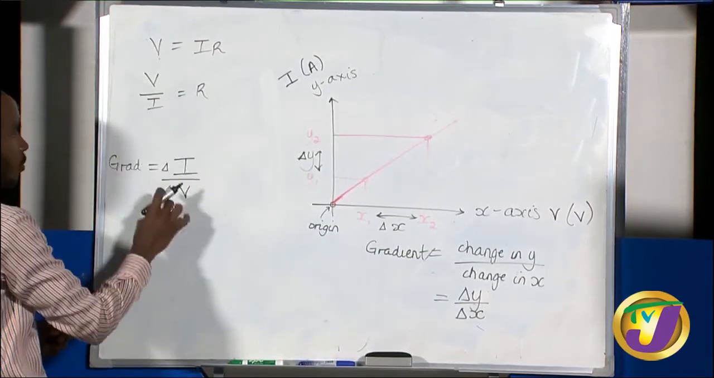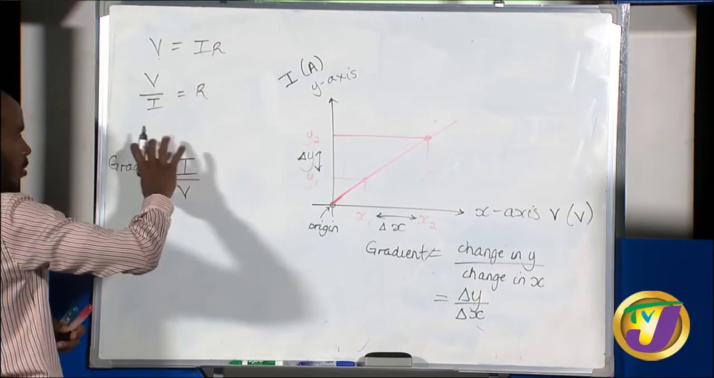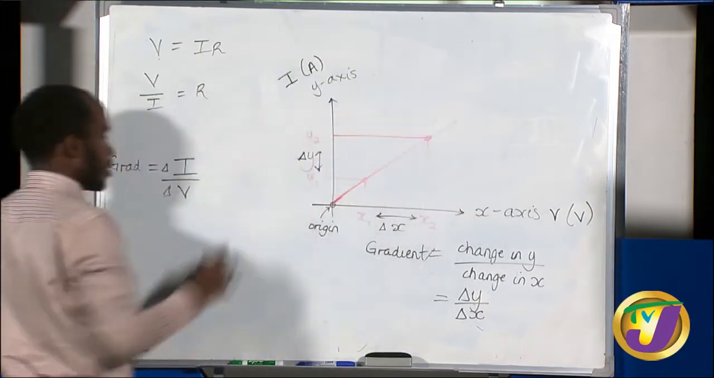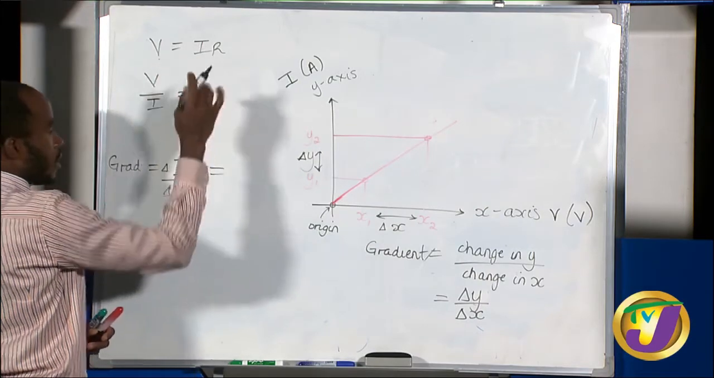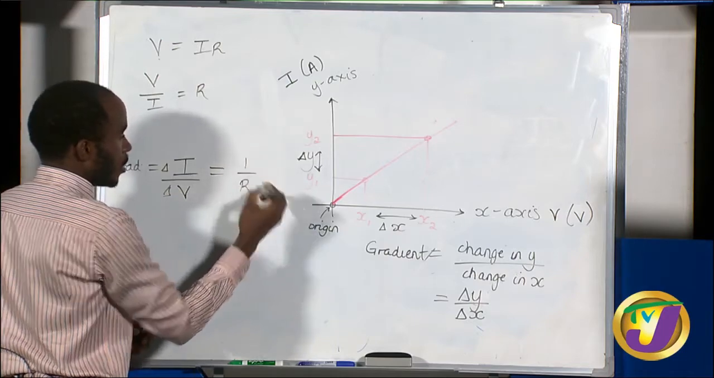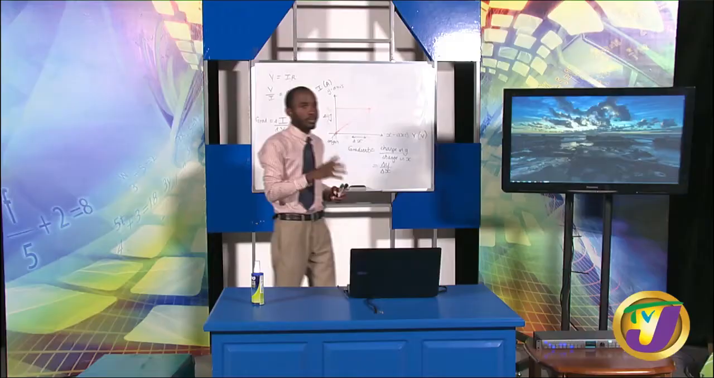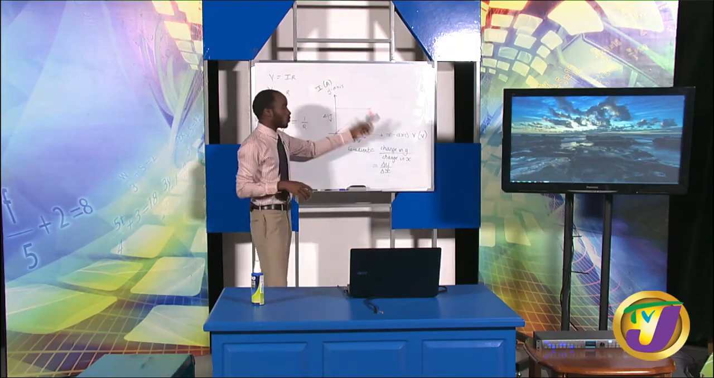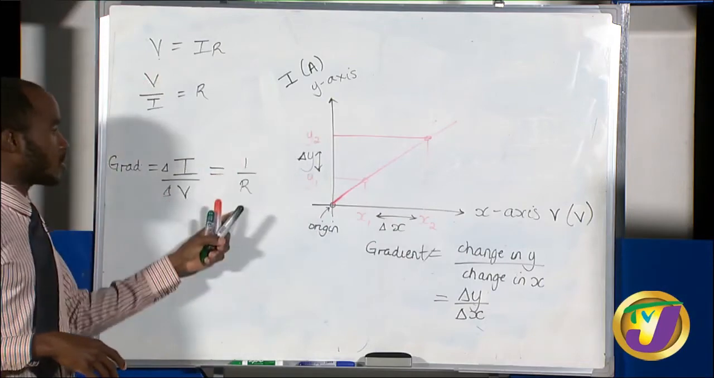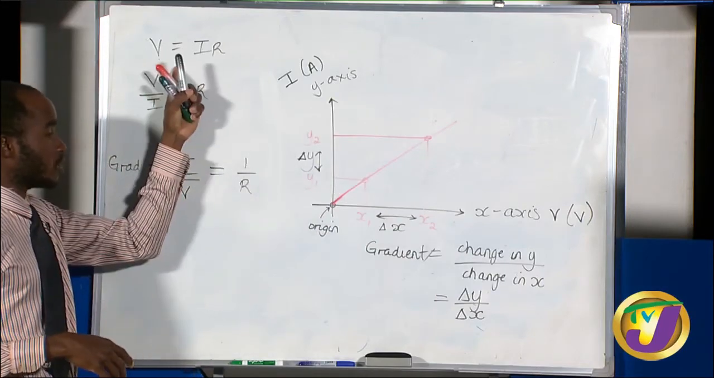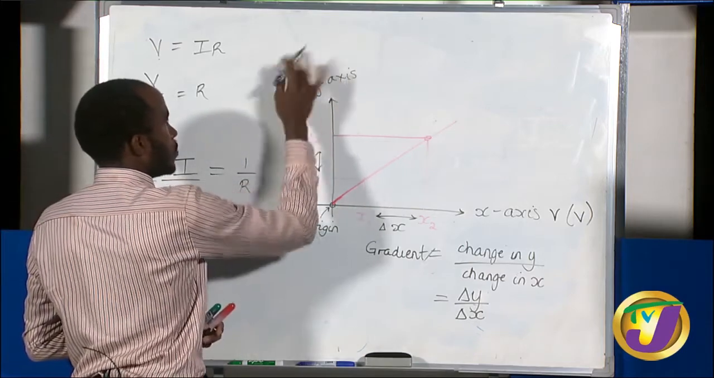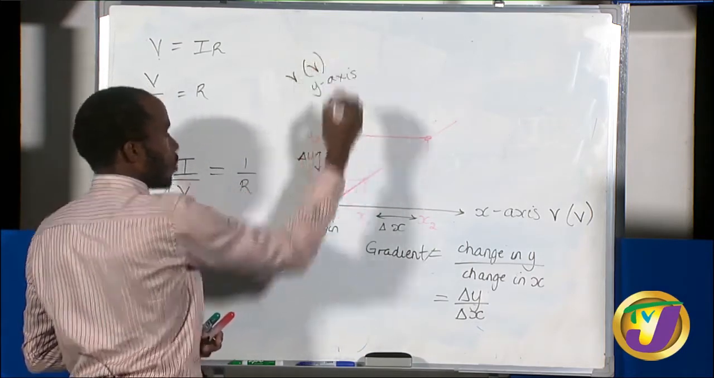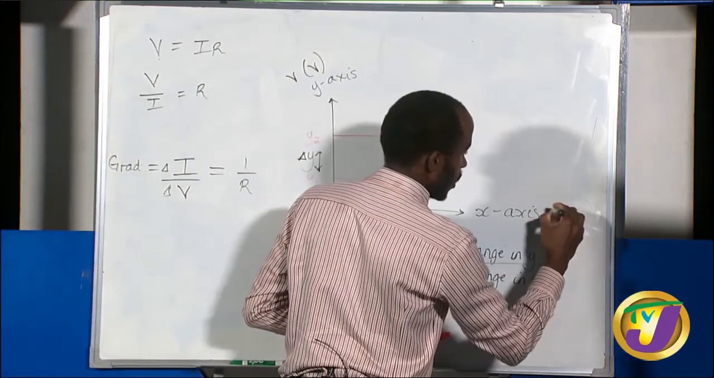It's actually I over V. This is V over I given R, but the gradient of this is actually I over V. So if V over I is R, then I over V must be the inverse of R. All right, so it's very important that you know which axis you're dealing with. If you're dealing with current over voltage, then it works out to be 1 over R based off the Ohm's law equation.